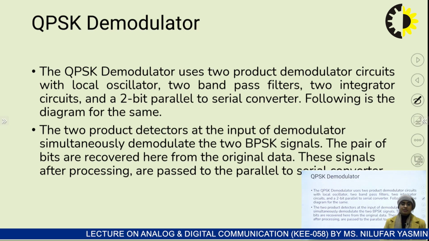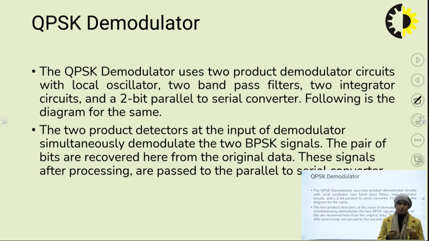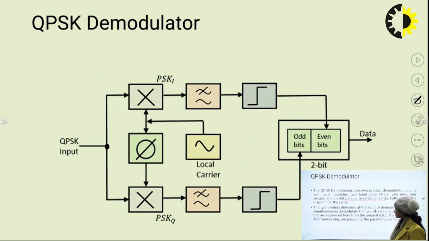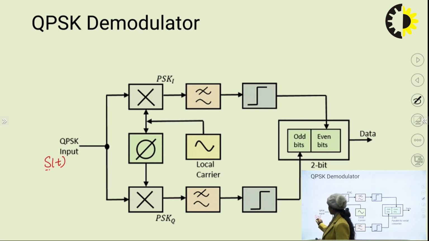And now the question is, at the receiver, how do we demodulate QPSK? The QPSK demodulator again will use two product demodulator circuits with a local oscillator, two bandpass filters, two integrator circuits, and two parallel to serial converters. Let's see. This will be my modulated waveform.